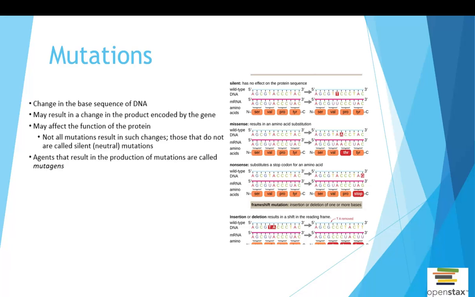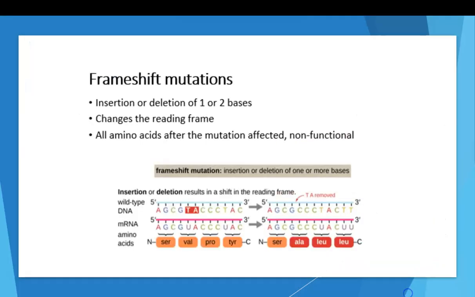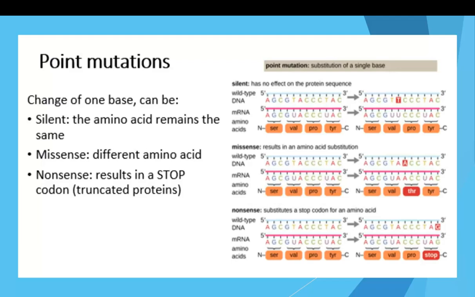There are different kinds of chemical and physical agents that can result in the production of mutations, and we call them mutagens. The first type of mutation is called point mutations. This is when just one single base or nucleotide base pair changes in the DNA sequence.